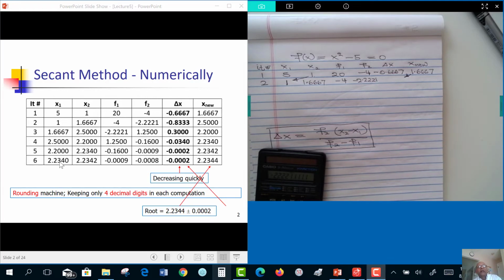So you may remember, in Newton-Raphson method, we converged in 3 iterations. Here it took about 5, but remember, we are also keeping only 4 digits. So once we come here, we can say our root is approximately 2.2344 plus or minus 0.0002.